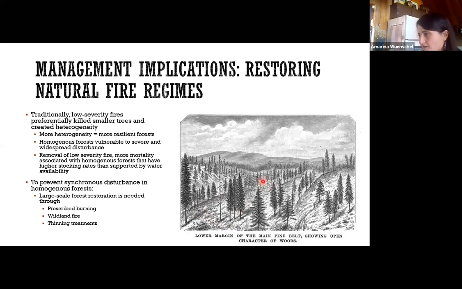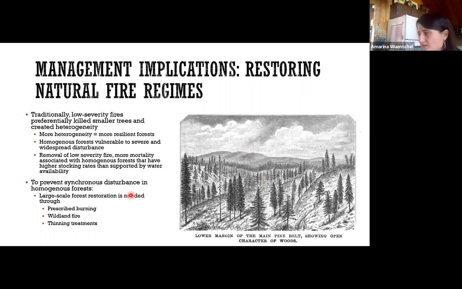And in general, the more heterogeneity in these forests, the more resilient they are to fire and other disturbances, we think. So the homogeneous forests that we have now are more vulnerable to severe and sort of wide sweeping disturbance. And we think that in general, the stocking rates in those forests can't be supported given the water availability that we have, especially during droughts.